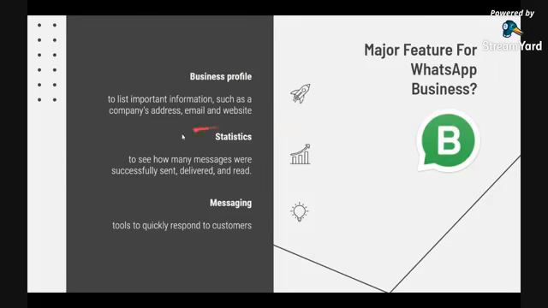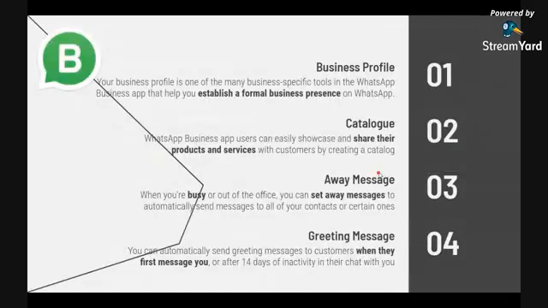You can also have statistics to see how many people read your messages, how many were delivered, and how many were sent successfully. Statistics is one thing that is only available in WhatsApp Business, right? The rest of the features, about maybe 6 to 7 features, are about messaging, how you can manage your WhatsApp messages effectively by using WhatsApp Business. Okay, these are the several major things available inside WhatsApp Business.